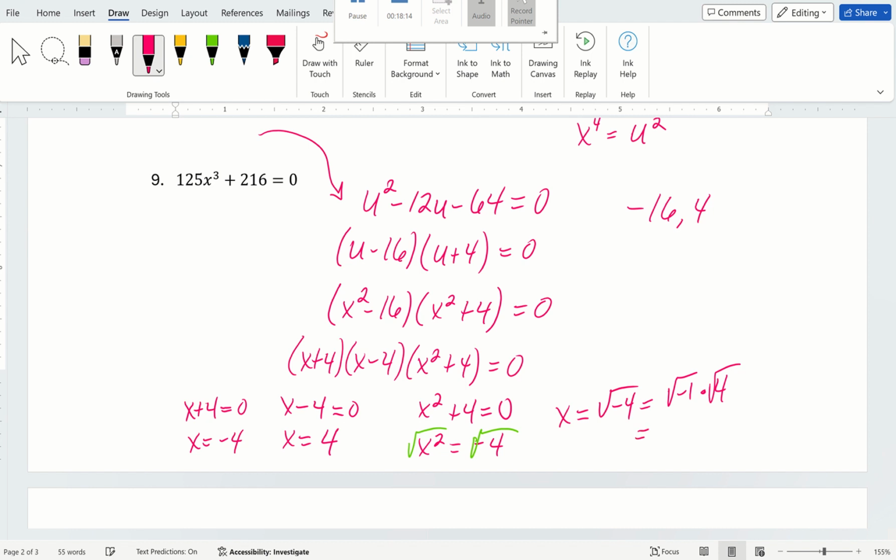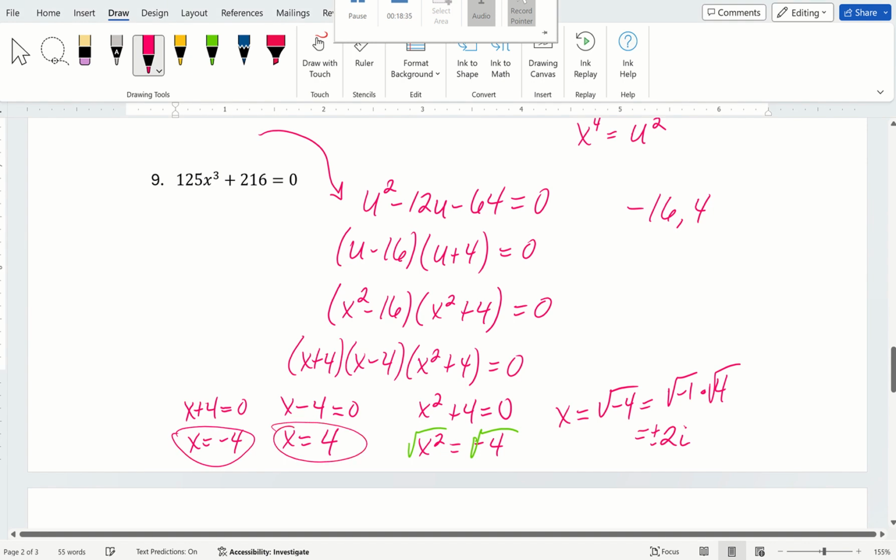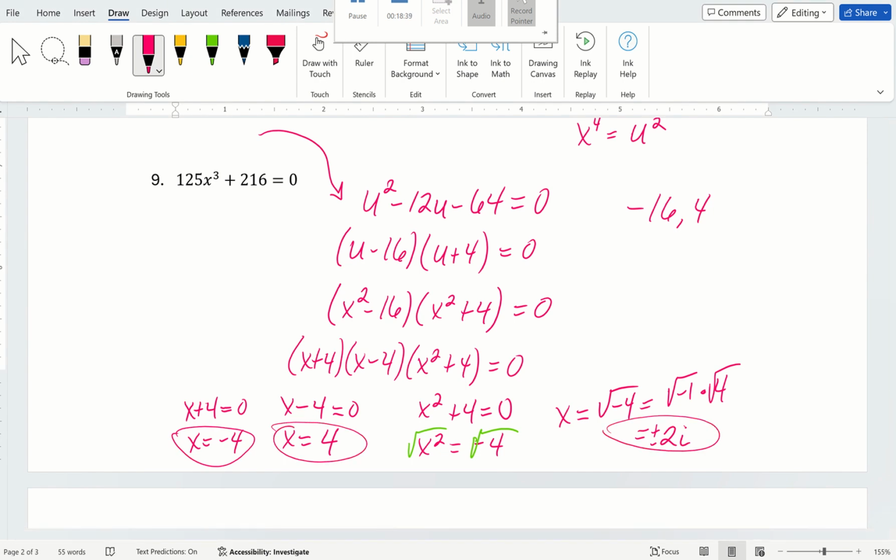Square root of 4 is 2. Square root of negative 1 is i, and we're left with plus or minus. So our answers are x equals negative 4, x equals 4, and x equals plus or minus 2i.